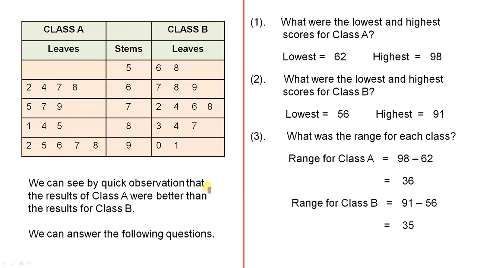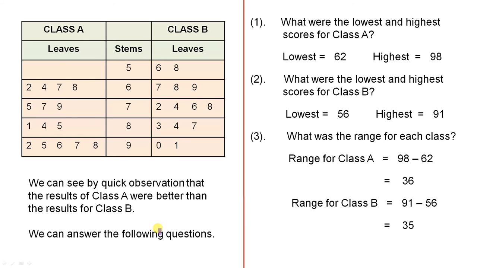We can see by quick observation that the results of Class A were better than the results for Class B. The reason for that is you can see that basically people in Class A got in the 60s, that was their lowest score, and they have 5 students in the 90s. Class B had 2 people in the 50s, but they only had 2 people in the 90s.